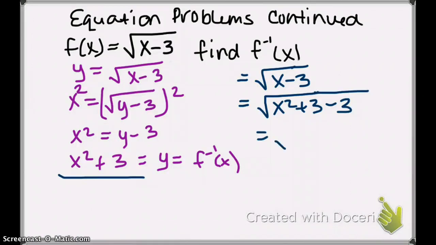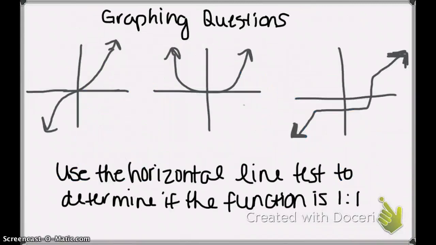And now I just have the square root of x squared, because the 3 minus 3 becomes 0, and that equals x. So that is in fact the inverse function. Alright, so here are some graphing questions.